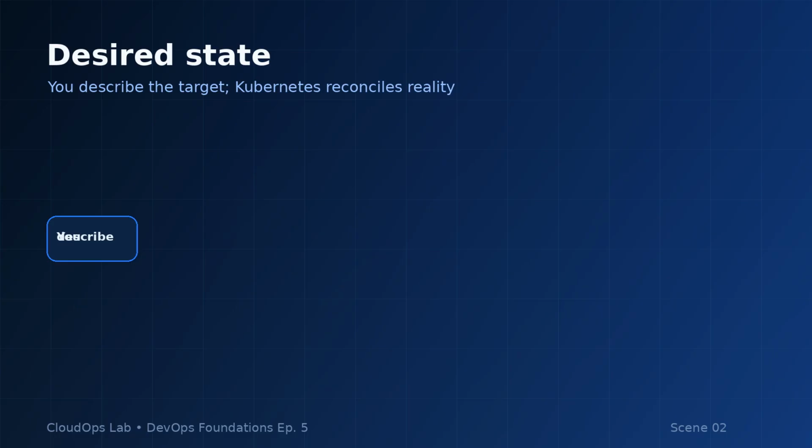The smallest running unit in Kubernetes is called a pod. A pod usually runs one main application container. It can also include helper containers, but beginners can think of a pod as the wrapper around your app container. Pods are temporary. They can be created, destroyed, moved, and replaced. That is why you usually do not manage pods directly for real applications.